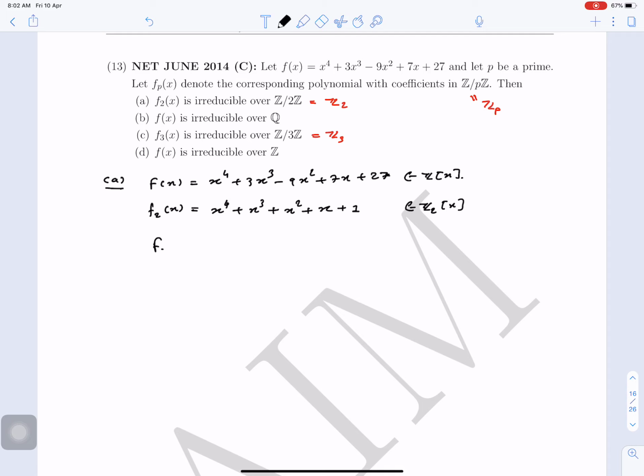So by inspection, f2 has no zero. Now Z2 is what? It contains two elements, 0 and 1. Now f2(0) is 1, which is not equal to 0, and f2(1) will be 1 plus 1 plus 1 plus 1 plus 1. Again it is 5, which is equal to 1, which is not equal to 0.